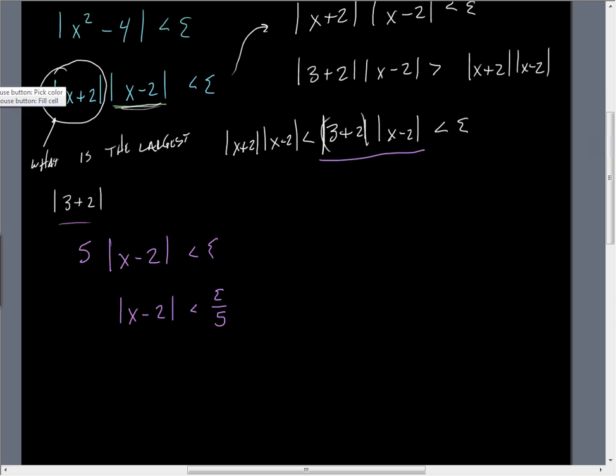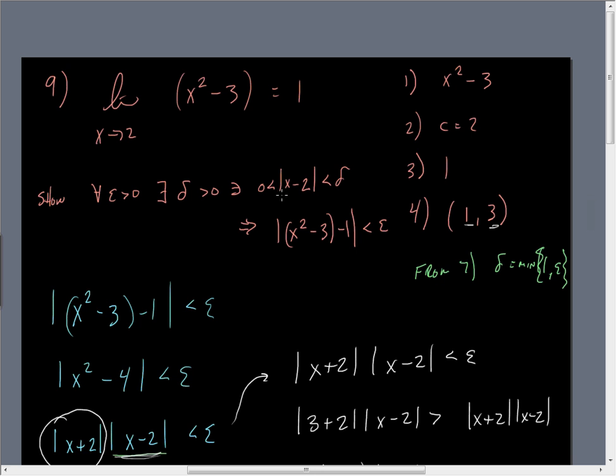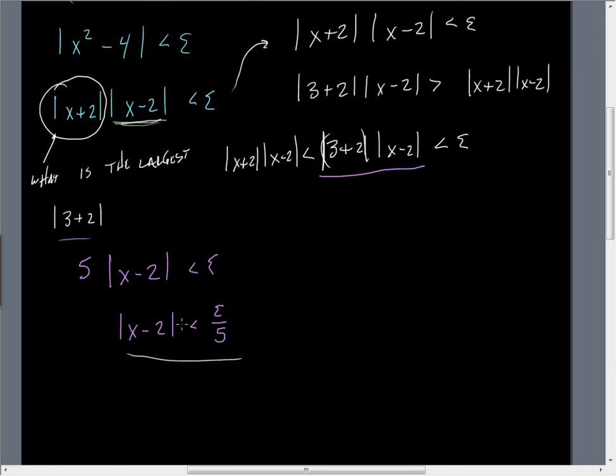Okay, so now I have this, but if we look up here, we need to prove that |x minus 2| is less than delta. That's the same form as what we have here. So what we're going to do is choose our delta to be the minimum of 1, which is our interval that we chose, or epsilon over 5.